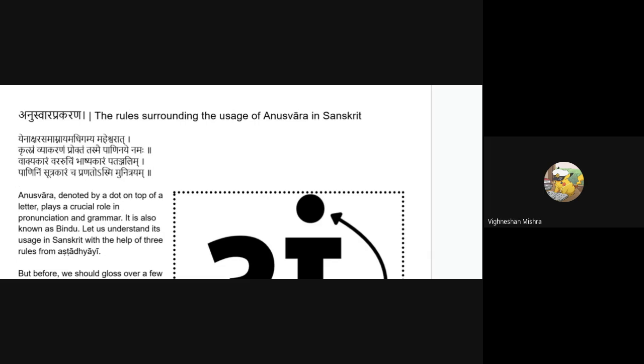Now, first of all, before even knowing why Anuswara or how Anuswara, you should know a bit about what is Anuswara. Anuswara, denoted by a dot on top of a letter, plays a crucial role in pronunciation and grammar. It is also known as the Bindu. Let us understand its usage in Sanskrit with the help of three rules from Ashtadhyayi.